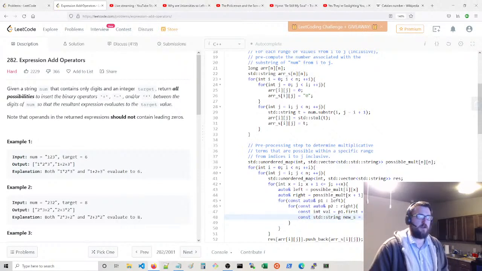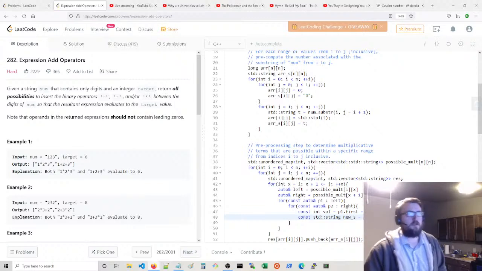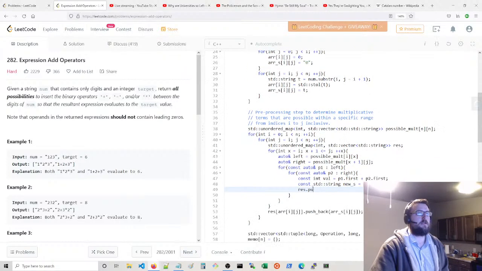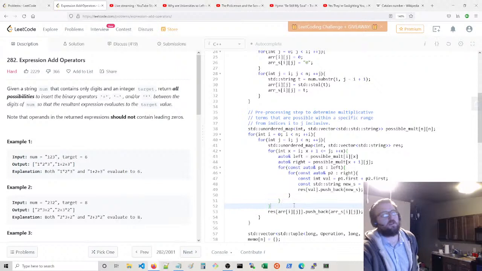So you've got the left side and the right side. So it's P1 second and P2 second. Yeah, something like this. And then each of these is going to be added to the result vector, which is result of val pushback new s. So you can see both of these could be sort of inlined. All right, that hopefully makes some sense. It's quite involved.